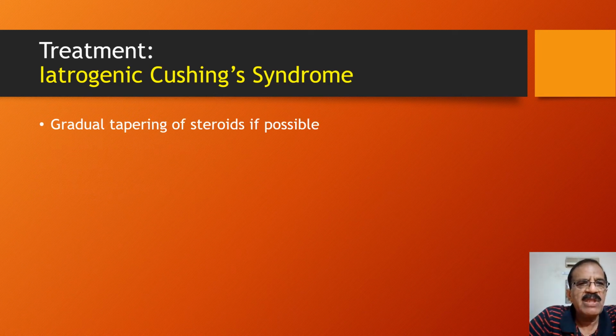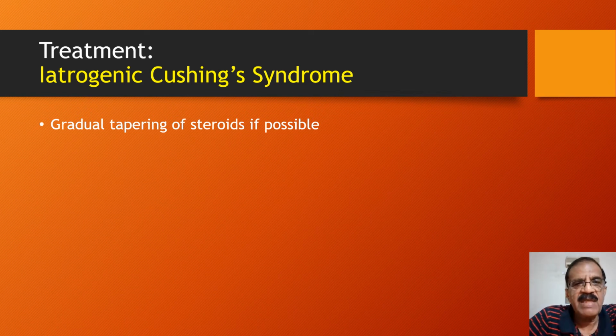If patient is on steroids and if your diagnosis is iatrogenic Cushing syndrome, then gradual tapering of steroid is necessary if possible. Now, if patient is on corticosteroid for good reason, then you just explain to the patient that this is a side effect of the drug which we have to accept. But if patient is not taking steroid for good reason, then we try to taper them off.